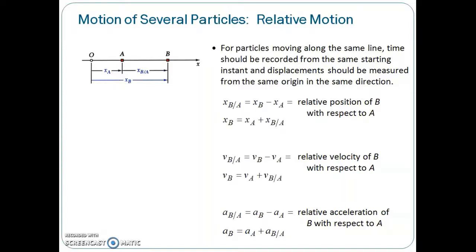Finally, the rate of change of vB/A is known as the relative acceleration of particle B with respect to particle A and is denoted by aB/A. So as you can see here, aB/A equals aB minus aA, the relative acceleration of B with respect to A. If we rearrange it, aB equals aA plus aB/A.